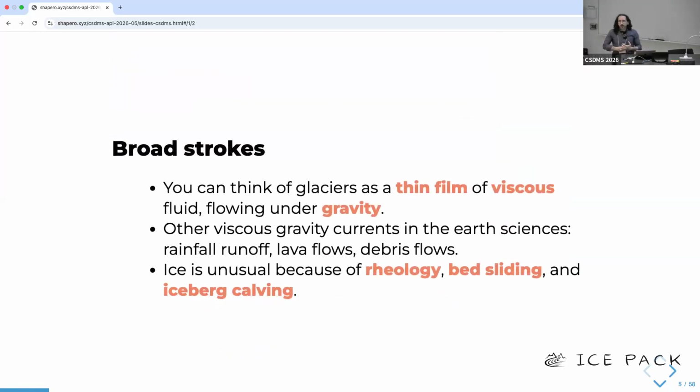So you could think of glacier flow as a viscous gravity current, and there are loads of viscous gravity currents in the earth sciences: lava flows, debris flows, overland flow. The things that make glacier flow so peculiar are it has an unusual rheology. It's non-Newtonian. It slides over its bed. A lot of the time when you study fluid mechanics, you assume a no-slip boundary condition. And finally, their termini advance and retreat, and they can calve off icebergs. So despite thinking of them like a viscous fluid, they also have this behavior that is characteristic of a brittle solid.